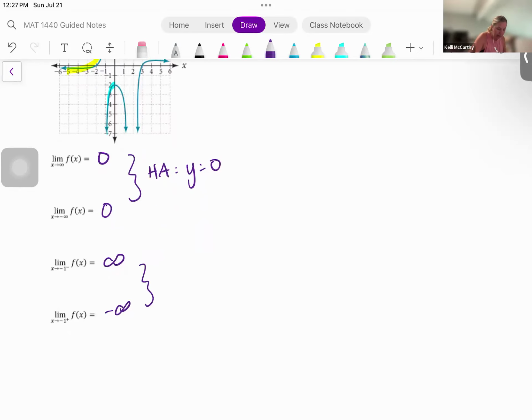This tells me that we have a vertical asymptote, even though the limit doesn't exist here because we're approaching positive infinity and negative infinity from different sides. We still have a vertical asymptote at x equals -1 because of that infinite limit.